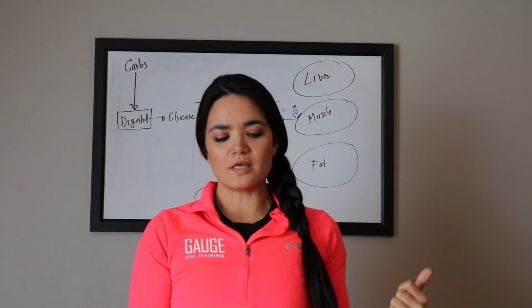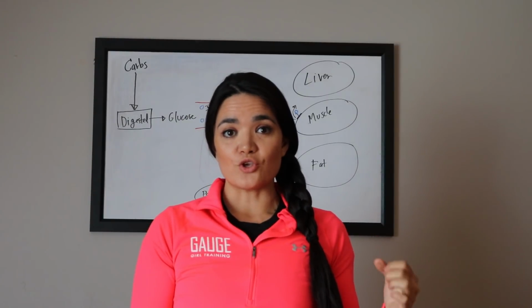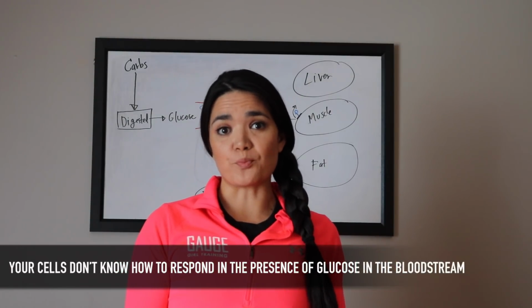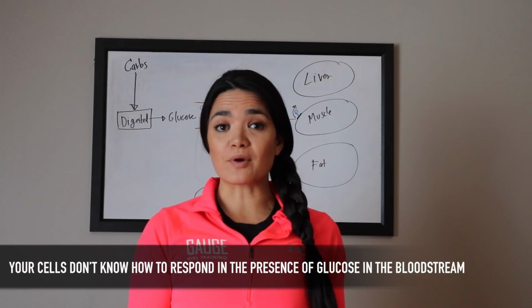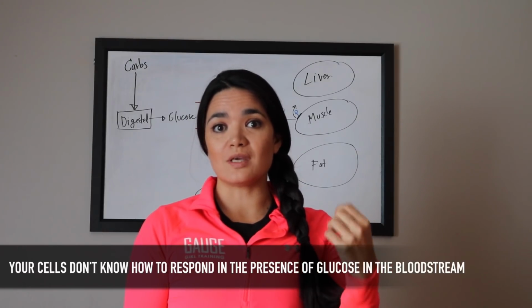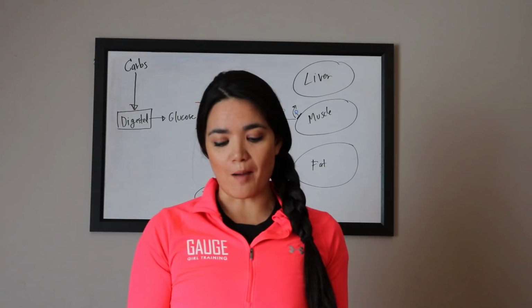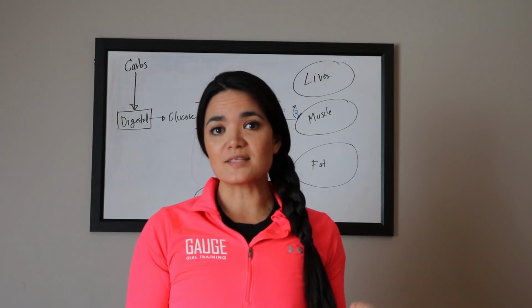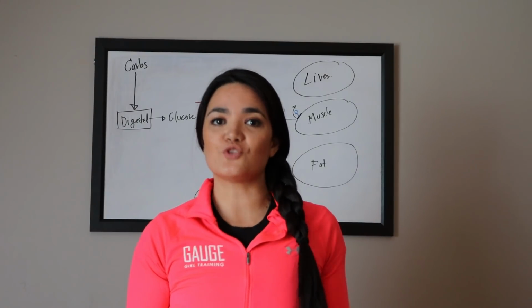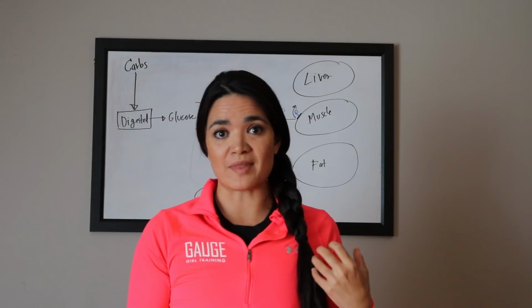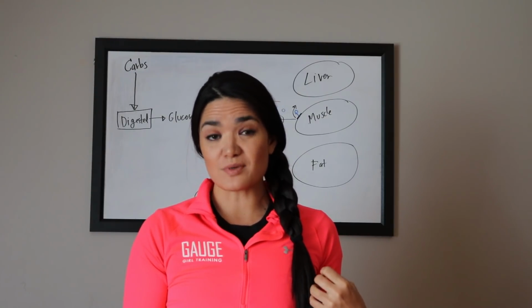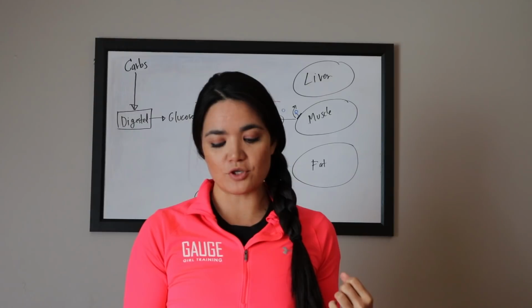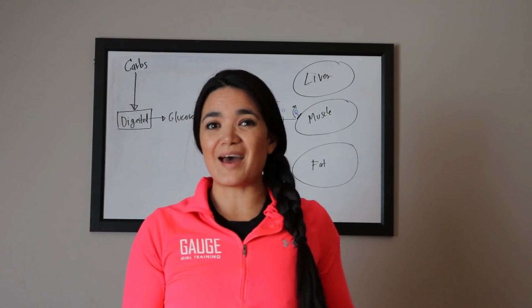The problem is, if you are insulin resistant, your cells do not know how to properly respond in the presence of glucose in your bloodstream. That's a big problem for two reasons. Because excess glucose in your bloodstream gives you high blood sugar. That's a toxic state, and that's almost like pre-diabetes. And number two, your cells do not have energy.